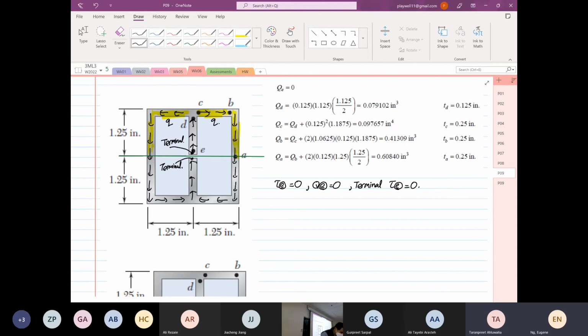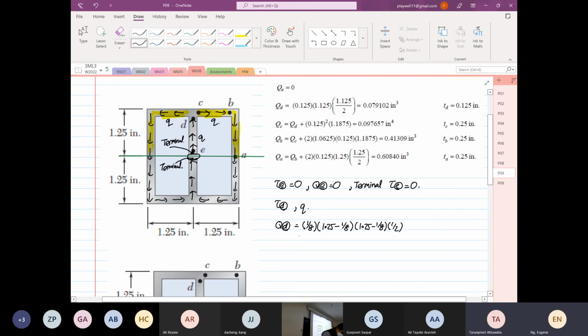Now, let's look at point D. Point D, from the terminal coming out, is only having 1Q. It's not equal to 2Q. If you see from the terminal going to point D, it is just 1Q. Yes or no? So it's just Q. Over here we are going to find the first moment of area at point D. The width is equal to 1/8. The depth is 1.25 minus 1/8, and this will be equal to (1.25 minus 1/8) times half. Now, some of you, Eugene, you did not include the gap. I don't know what the gap value is, so I just ignore it.